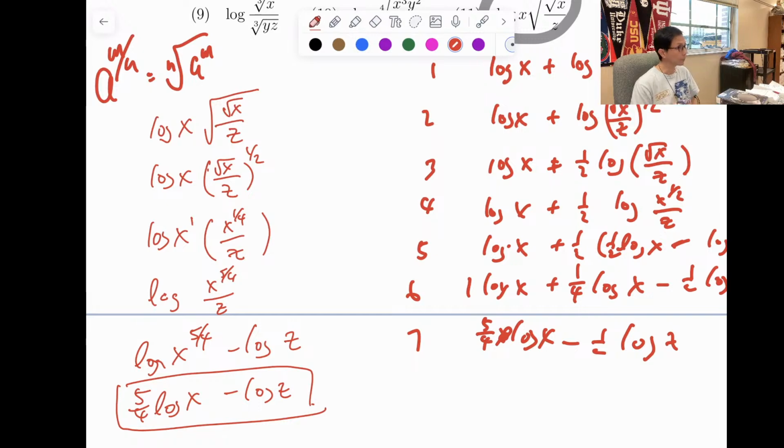Wouldn't it be z to the 1/2? Why does the 1/2 not go to the z? Yeah, the 1/2 goes to z, yes. I did forget about that.